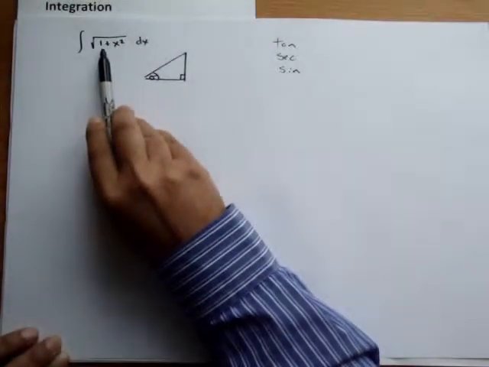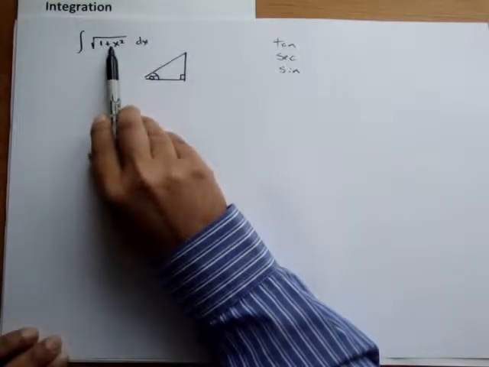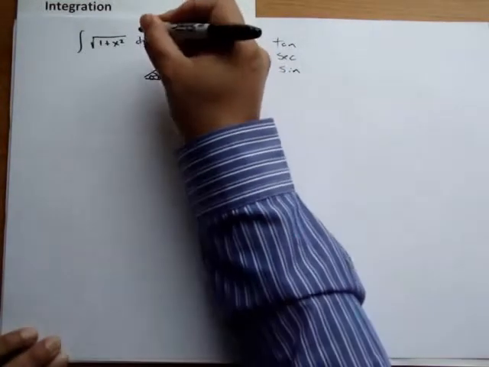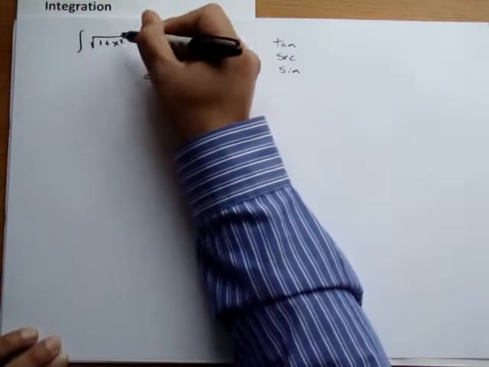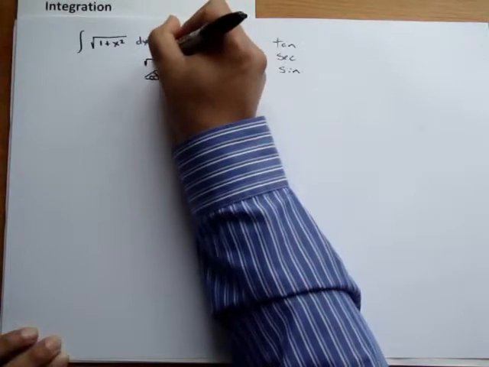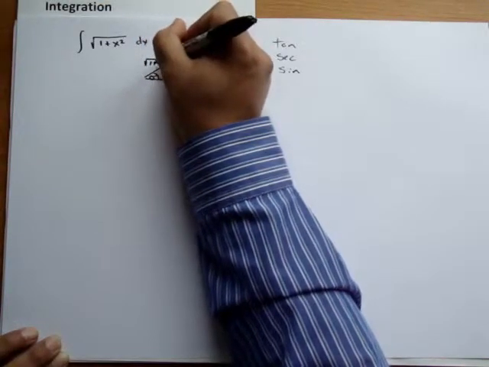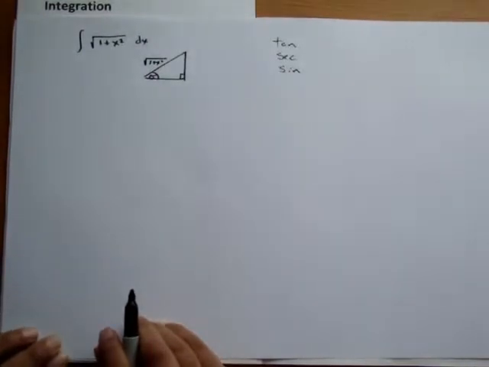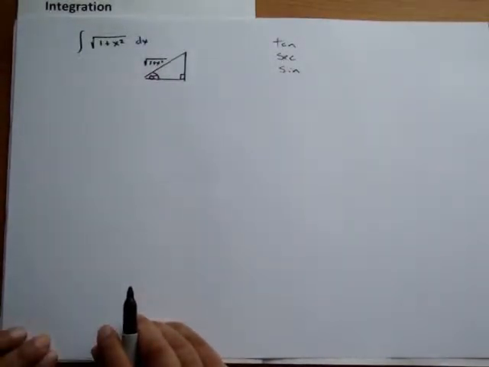From here we can see that this looks like a squared plus b squared equals c squared, so the square root value is going to be the hypotenuse. So this is the square root of 1 plus x squared. Now we need to know which side is going to be the x and which is going to be the a.